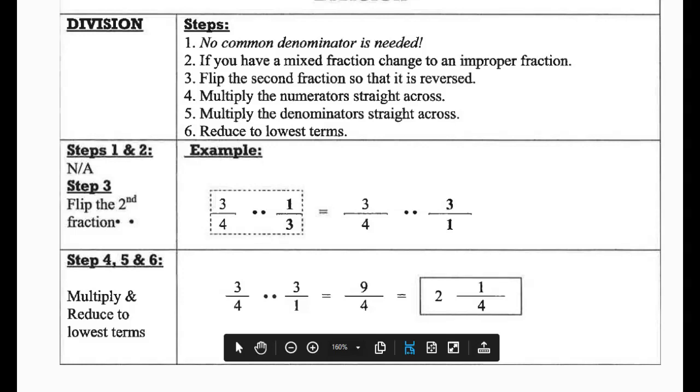Now, here's the tricky part. You have to flip the second fraction so that it is reversed. And this is where I'm going to go ahead and circle that. Sorry, my pen is kind of funky on my pad, but at least we'll get it. So you want to flip the second fraction so that it's reversed.